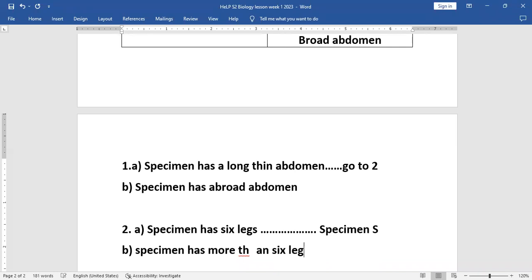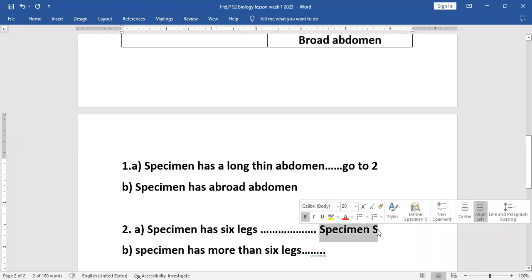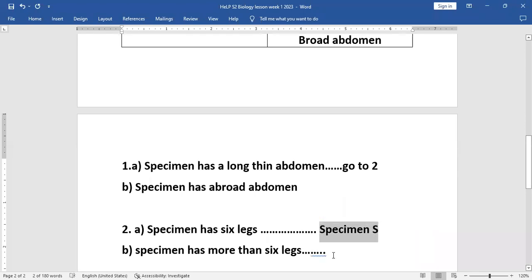I hope we are copying, because I'm going to make you write your own dichotomous key, which will be different from mine. You can use any characteristics. So this one we said is going to be specimen T, isn't it? So those two we have finished. Okay, now we have so far identified S and T only.